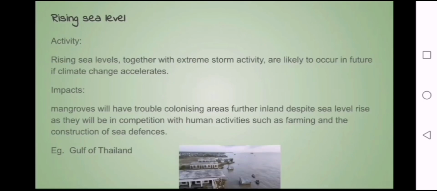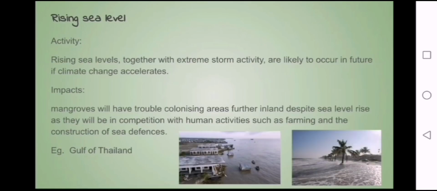Rising sea levels, together with extreme storm activity, are likely to occur in future if climate change accelerates. The impacts are that mangroves will have trouble colonizing areas further inland, despite sea level rise, as they will be in competition with human activities such as farming and the construction of sea defenses, like the Gulf of Thailand.